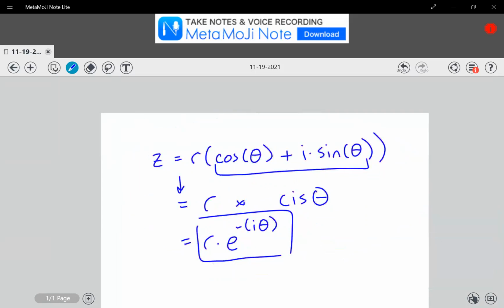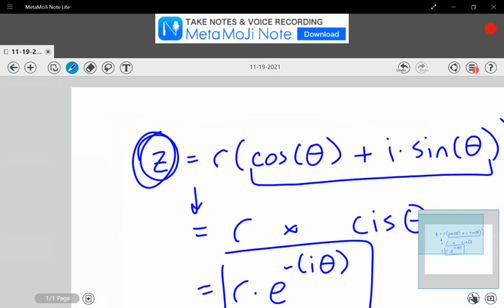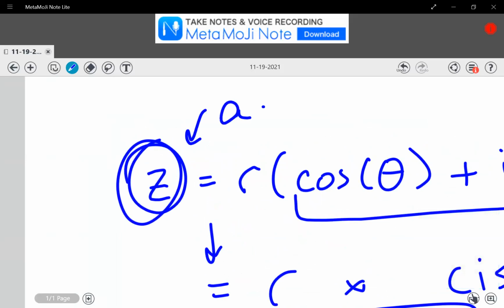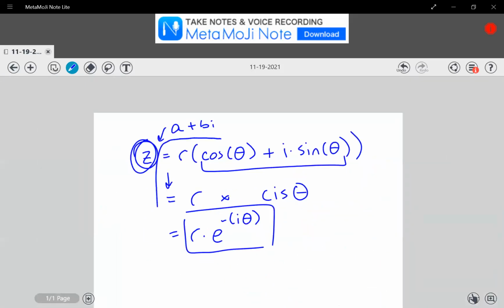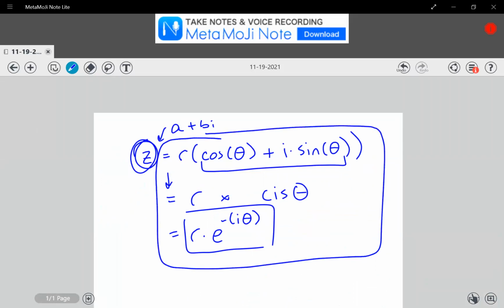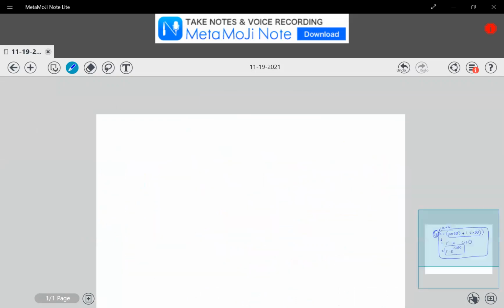Z in this case is simply a representation of our A plus Bi, okay? So A plus Bi is essentially equal to all of this, where I guess you can say A is like your X coordinate and B is like your Y coordinate. You can use that to convert between the two. So let me give a quick example of that before I move on.